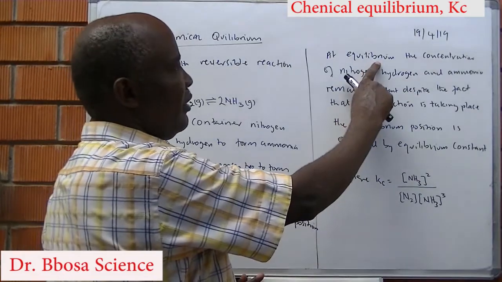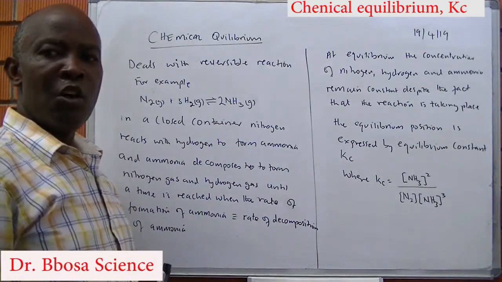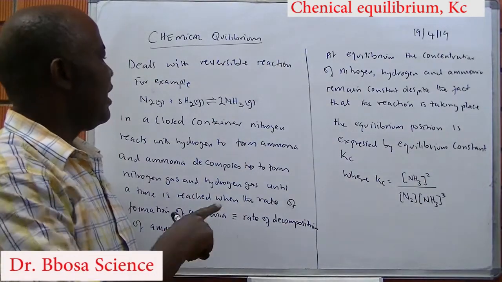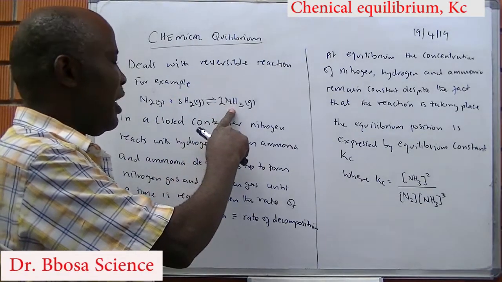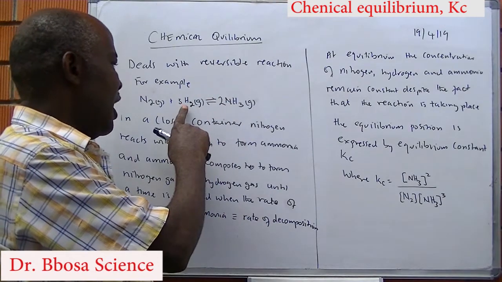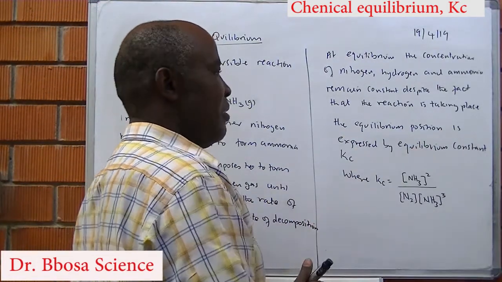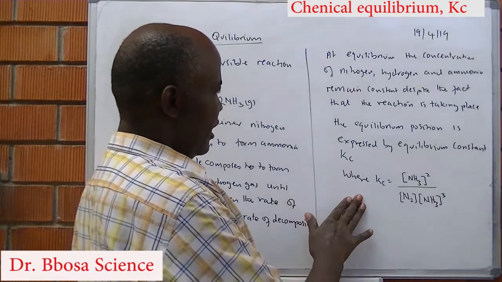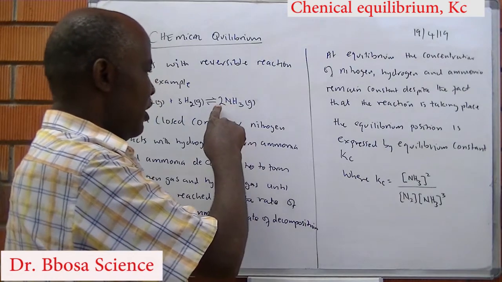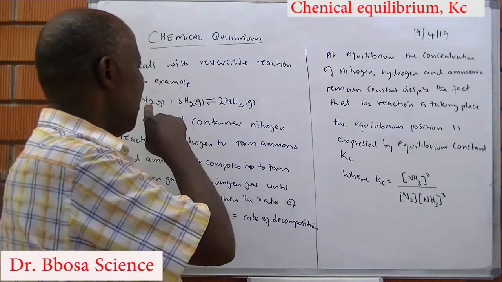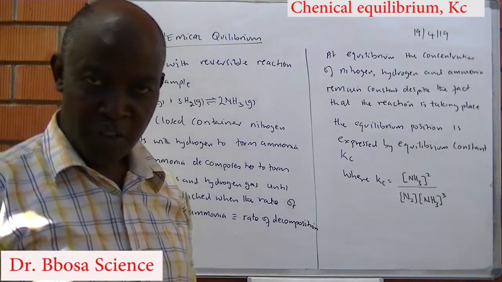At equilibrium, the concentrations of nitrogen, hydrogen, and ammonia will remain constant despite the fact that the reaction is still taking place. Nitrogen is reacting with hydrogen to form ammonia, and ammonia is decomposing to form hydrogen and nitrogen. The equilibrium position is expressed by the equilibrium constant Kc, where Kc is equal to the concentration of ammonia raised to power 2 over the concentration of nitrogen times the concentration of hydrogen raised to power 3.